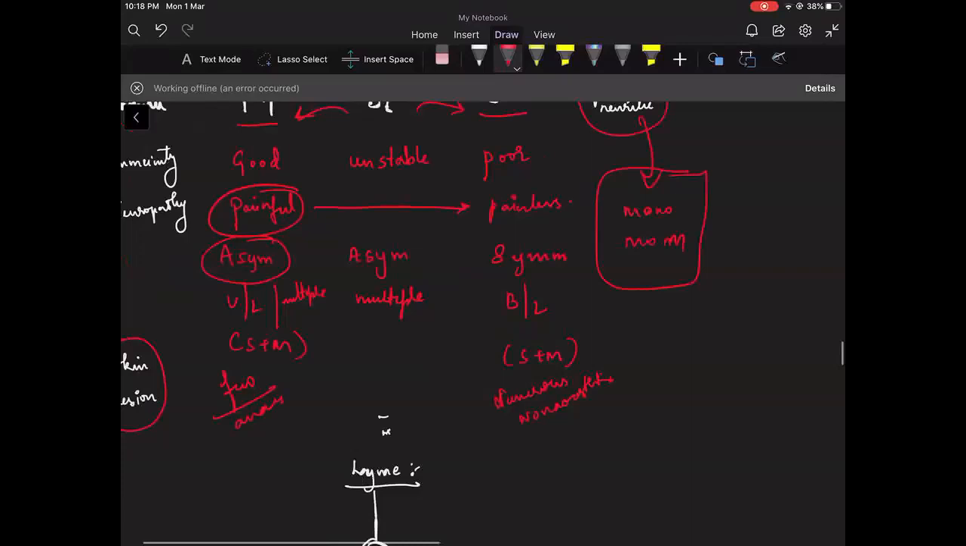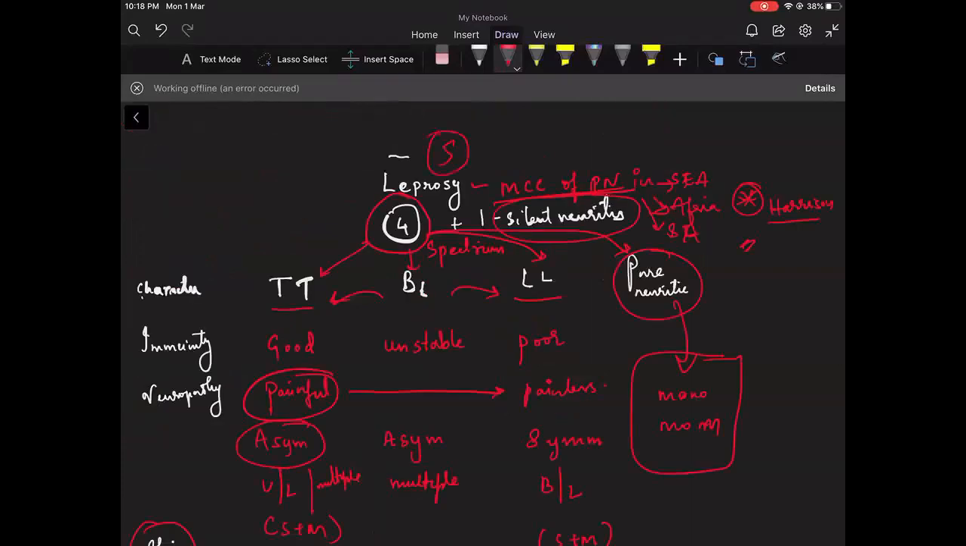Another variant which I have not discussed, in total 5 spectrum we can see. The important ones are these 4: tuberculoid, borderline, lepromatous, and pure neuritic. In the silent neuritis type, the patient will be having inflammation around the nerves, but the classical symptoms might not be there.